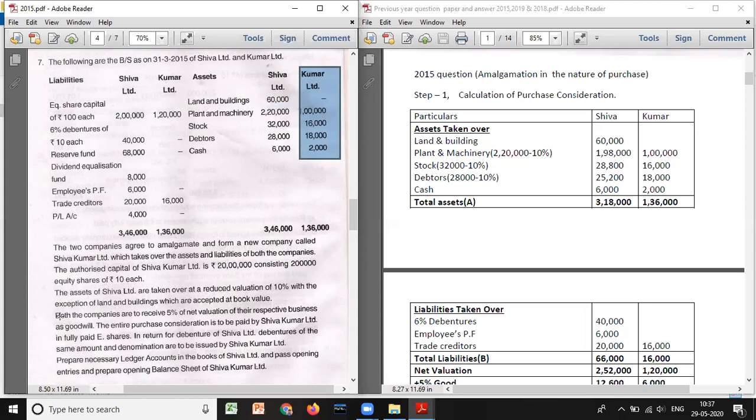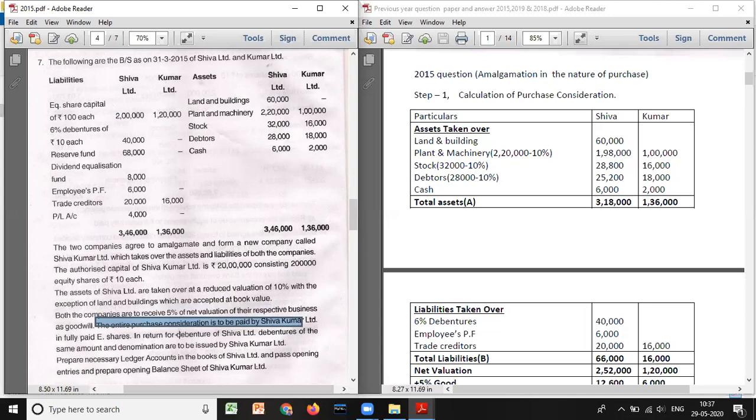And what they have given, both the companies are to receive 5% of their net valuation. Net, what do you mean by net valuation? Assets taken over minus liabilities. On that, 5% of the net valuation of their respective business is paid as goodwill. Now they are forming goodwill. Okay. The entire purchase consideration is to be paid by Shiva Kumar Limited in fully paid shares. Look at here, the entire purchase consideration is discharged through equity shares to both the companies.